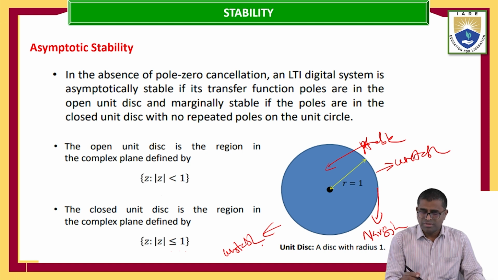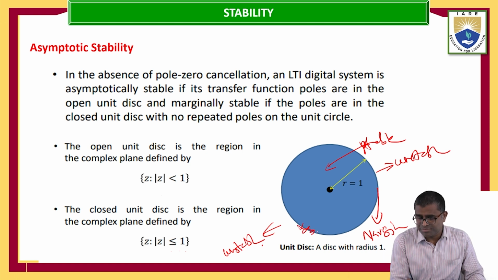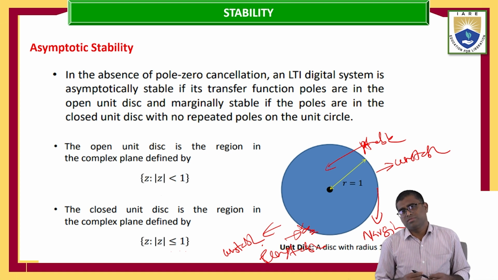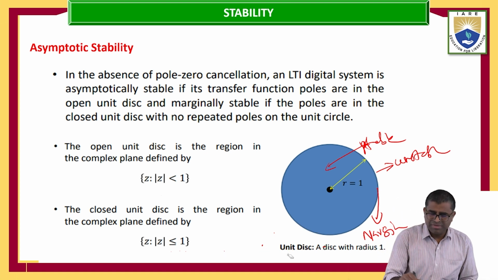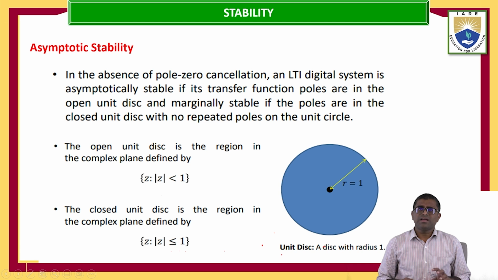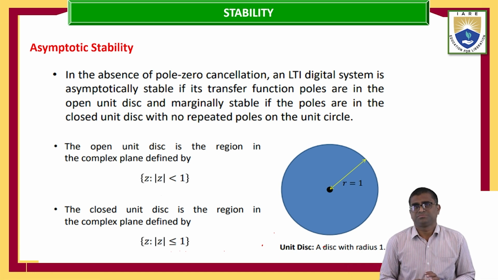And one more thing is there. Upon the unit circle, if the poles are repeated, it is unstable. Okay, these are the key points you have to remember.